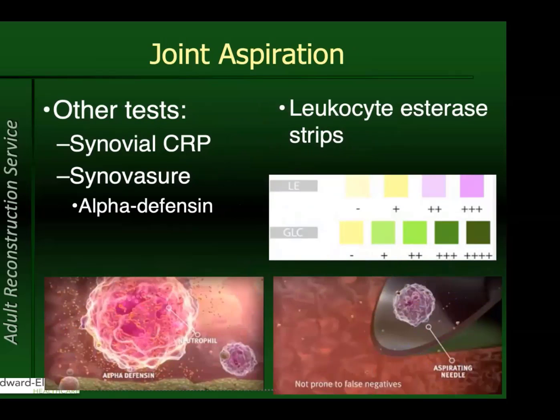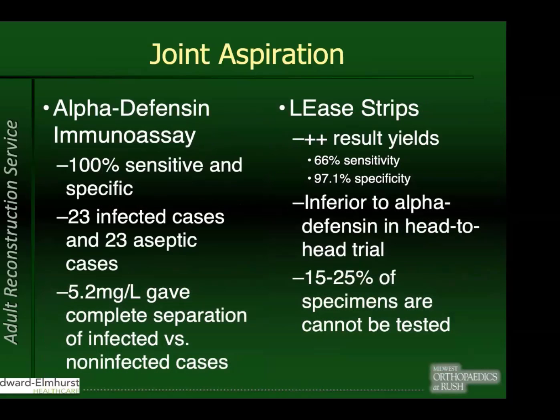Other tests that you can get with the joint aspiration, you can do the leukocyte esterase strips, although I don't do those very often. You can do synovial CRP, which I really don't do very often either. And then in cases where it's difficult or I'm a little confused, I will send off an alpha defensin test to help me break a tie or give me better determination for whether or not a joint is infected. The alpha defensin test has got a great sensitivity and specificity in the knees. It can be a little muddied with metal debris, but in the knee, we typically don't find that.